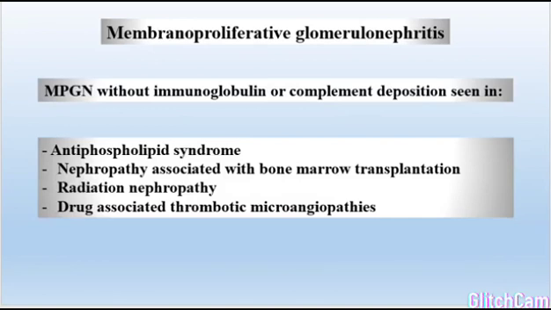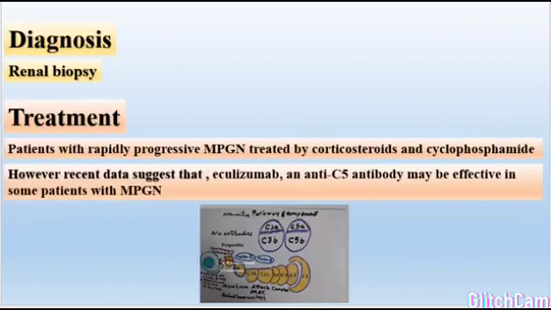However, membranoproliferative glomerulonephritis without immunoglobulin or complement deposition could be seen in some disorders. For example, antiphospholipid syndrome, nephropathy associated with bone marrow transplantation, radiation nephropathy, and also it could be seen in drug-associated thrombotic microangiopathies.